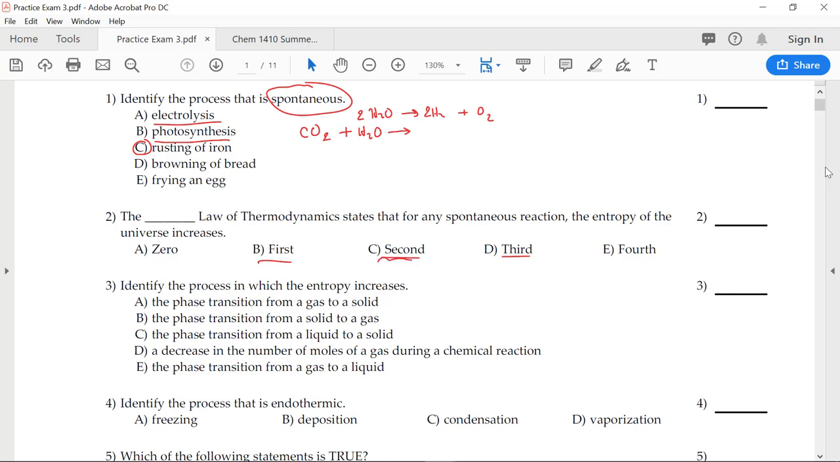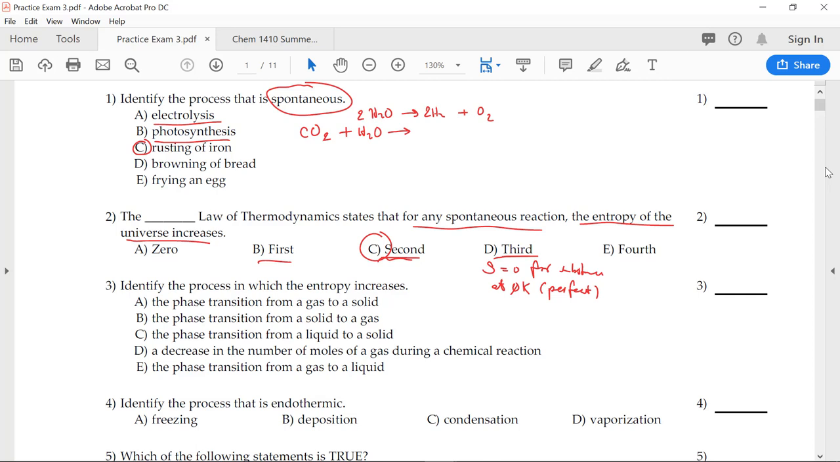The second law is what is stated over here. The second law tells you for any spontaneous reaction, the entropy of the universe will increase. So this is the second law. So what is the third law? Just for review purposes, I'm going to talk about the third law of thermodynamics as well. The third law of thermodynamics tells you the entropy is zero for any perfect crystal of any substance at 0 degrees K. So basically, the third law tells you the zero point for entropy. That's why you can measure entropy. There is no such thing as a zeroth law or a fourth law.